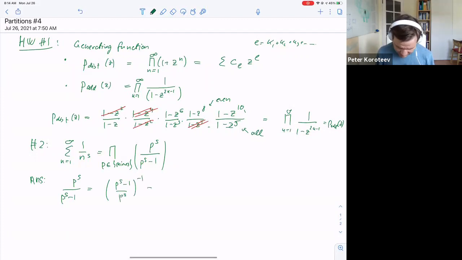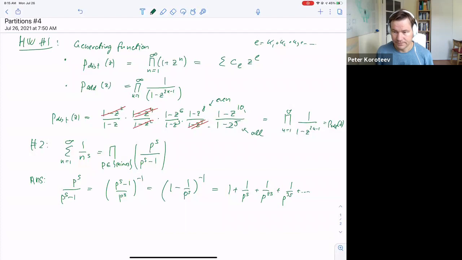Okay, and then it's equal to 1 minus 1 over p to the power s to the minus first power, right? Or if you use the geometric sum, it's equal to 1 plus 1 over p to the s plus 1 over p to the 2s plus 1 over p to the 3s, dot dot dot.